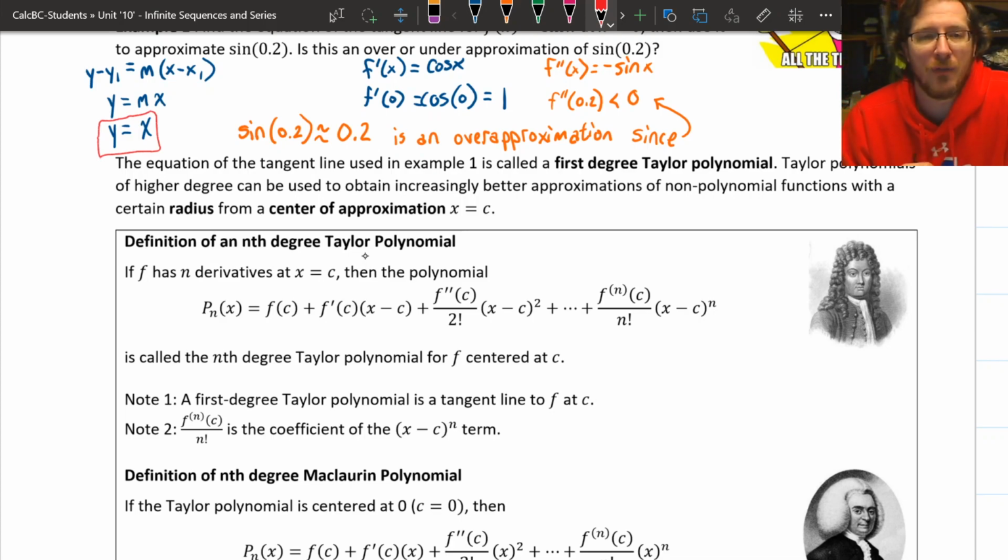Taylor polynomials of higher degree can be used to obtain increasingly better approximations of non-polynomial functions within a certain radius from a center of approximation x equals c. So they're saying that, kind of like with those power series that you looked at recently, if we put in more and more terms and get higher and higher degrees in our polynomial, then we'll get an increasingly better approximation of a non-polynomial function, like a sine or an exponential or a log function.